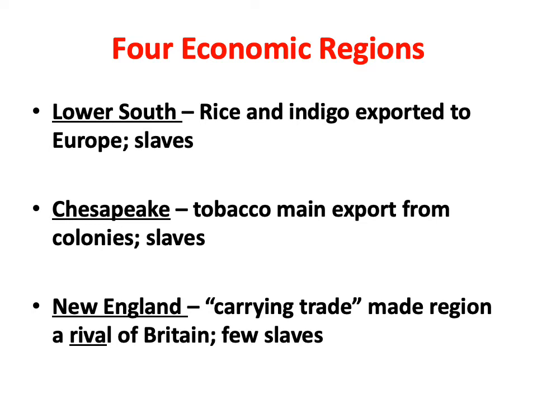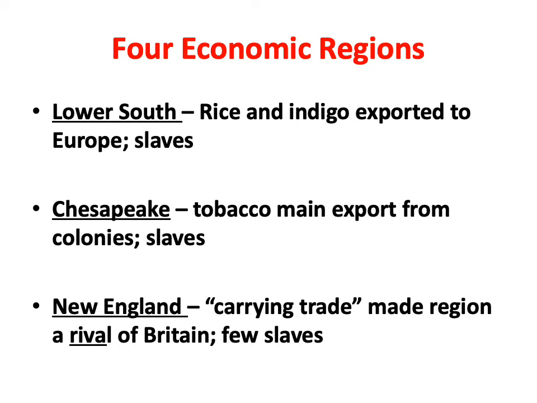And the Lower South, because of the economic system of plantation agriculture, had a great number of slaves. The other southern set of colonies are the Chesapeake Bay colonies, and you'll recall these are Virginia and Maryland. Again, many, many slaves because of the type of agriculture, and the main export from both Maryland and Virginia was tobacco, which, as we saw previously, was very, very much in demand in Europe.